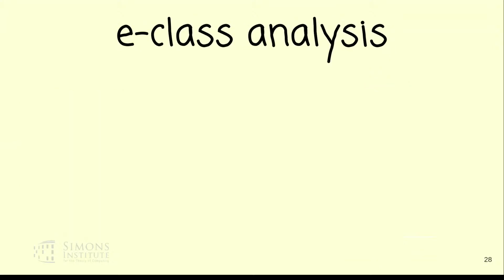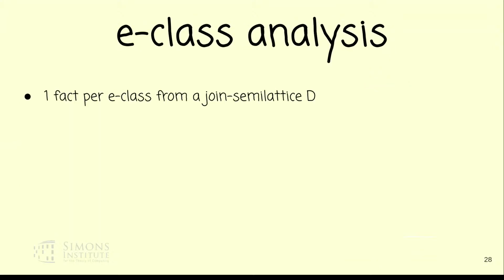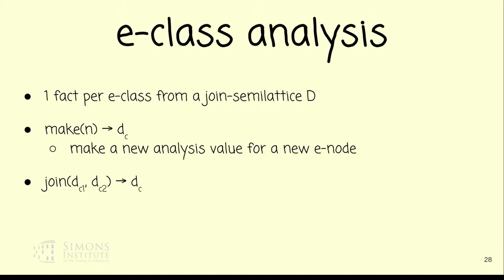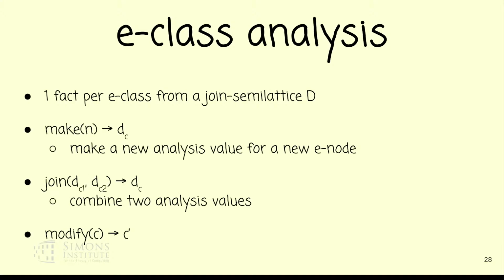All right, so we have this framework called the e-class analysis. We framed this in terms of semilattices, where you attach one fact from some semilattice to each e-class. There's a pretty simple API to create these. The important part here is that when you combine analysis values according to an equivalence merge, that has to obey the lattice laws.